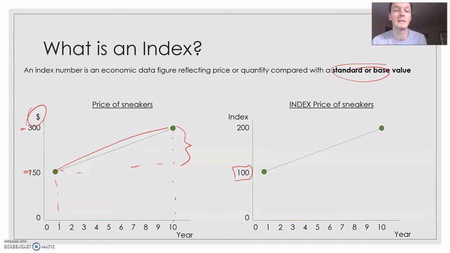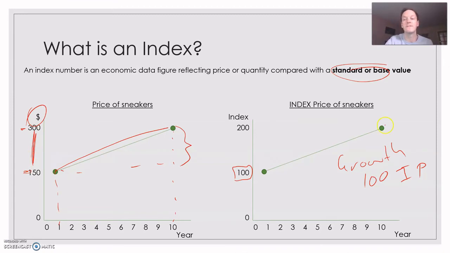So the index, in this case, would be shaped like this, okay? We've gone from 100 index points to 200 index points, indicating a growth of 100 index points, or a doubling of index points. This example is really easy because that's also the same here. So we're going to go into a more complex example of how that works.